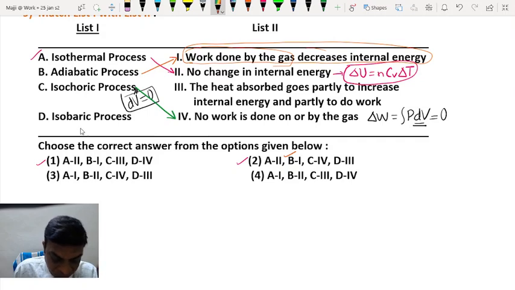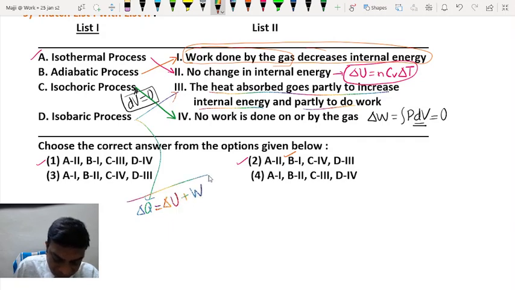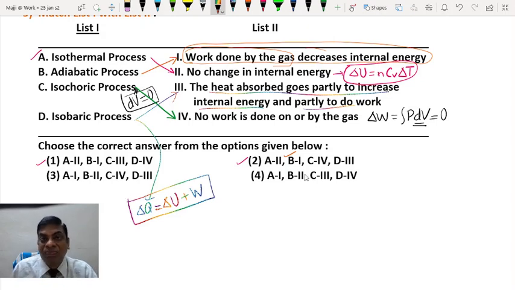So an isobaric process is one in which the heat absorbed goes partly to increase internal energy and partly to do work. Because for an isobaric process, whatever heat is supplied, a part of it goes to increase its internal energy and the remaining is utilized by the gas to do work against the forces due to external pressure. So I hope that is clear. Correct option is the second option.